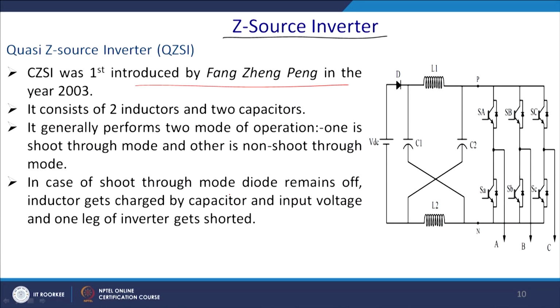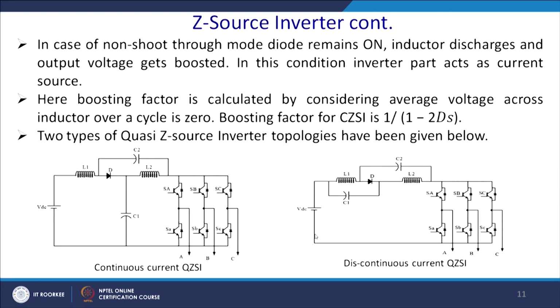In case of the shoot through mode, the diode remains off and the inductor gets charged by the capacitor, and the input voltage and one leg of the inverter get shorted, and thus boosting operation is achieved. Now, in case of the non shoot through stage, the diode remains on and the inductor discharges and the output voltage gets boosted up, and in this condition the inverter part acts as a current source.